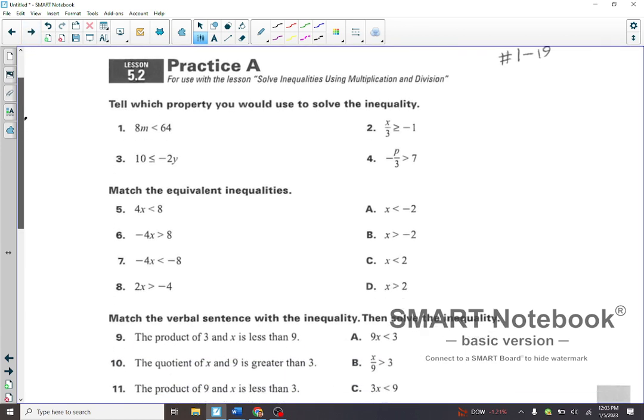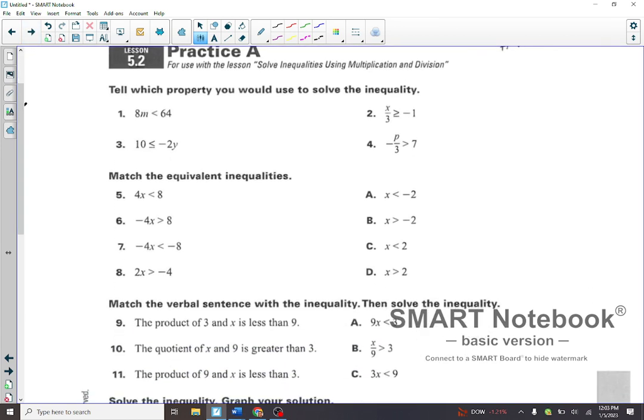All right, 5.2. In this case, it asks you for 1 through 4 just what property. It doesn't even ask you to do it, but just asks what you would do here. So in this case, I would divide on both sides, or I would divide by 8, I should say. Whether you do the math or not, that's okay. It's just asking you to tell the first step. On the test, of course, you would actually do the math.